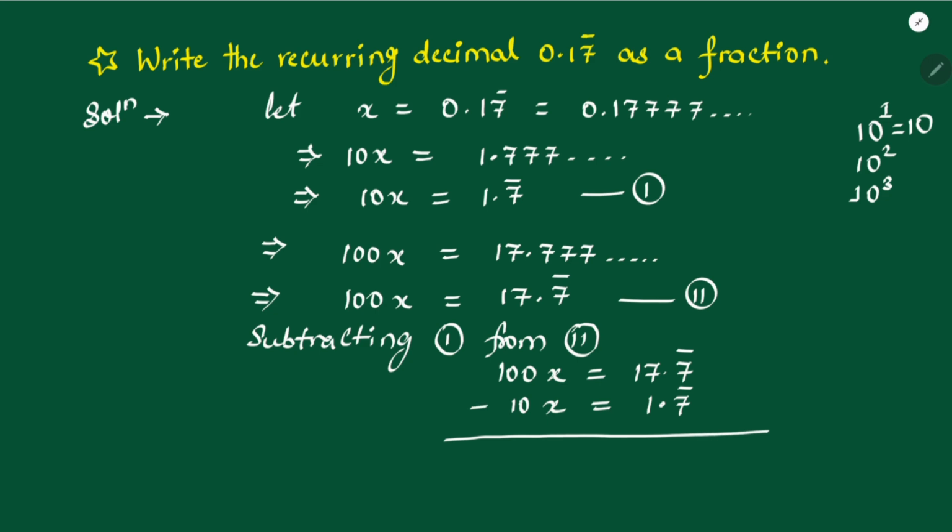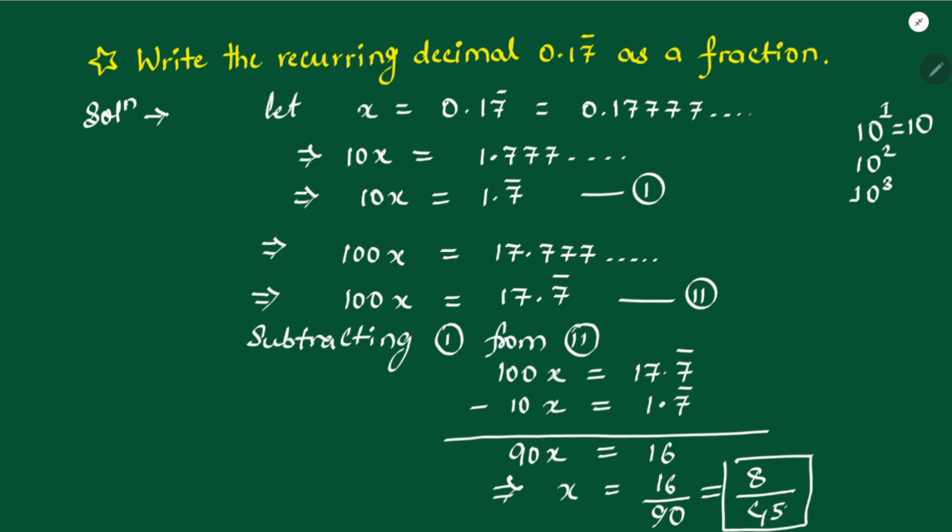10x will be subtracted from 100x, it will be left with 90x, and here 17 minus 1 is 16, right? So clearly x is equal to 16 divided by 90, you can simplify it further to 8 divided by 45. So this one is our answer for this question.